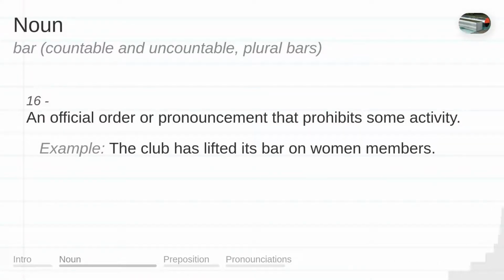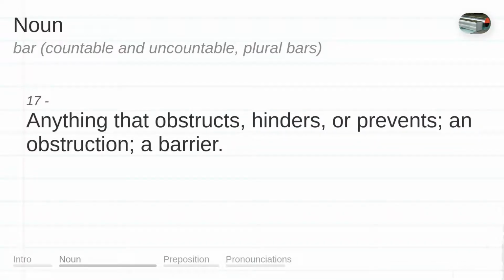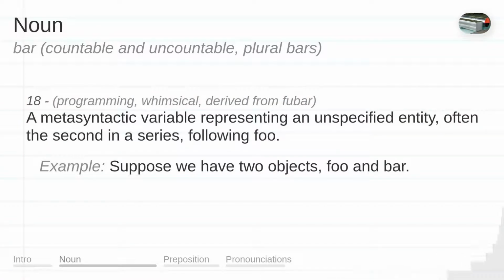An official order or pronouncement that prohibits some activity. Example: The club has lifted its bar on women members. Anything that obstructs, hinders, or prevents; an obstruction, a barrier. A metasyntactic variable representing an unspecified entity, often the second in a series, following foo. Example: Suppose we have two objects, foo and bar.